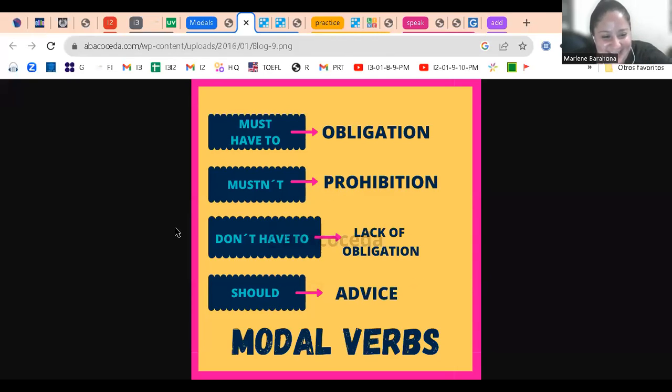Okay, look at this. And maybe this can help us. Remember, must and have to, obligation. Mustn't, prohibition. Don't have to, lack of obligation. And should, advice. So that's all that you need to know.